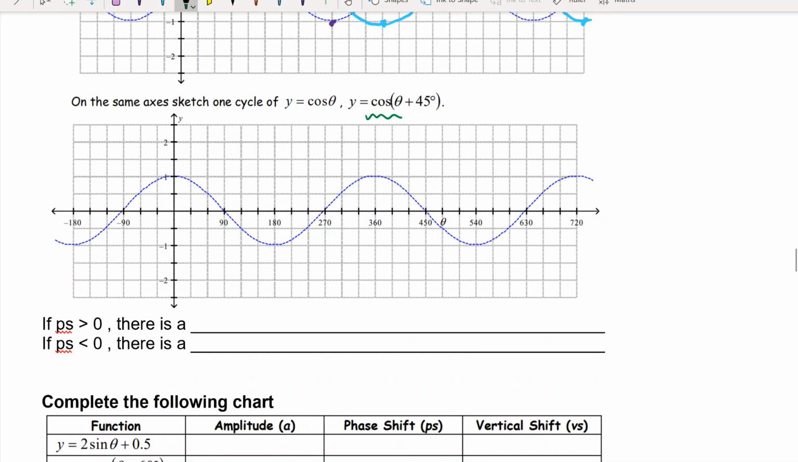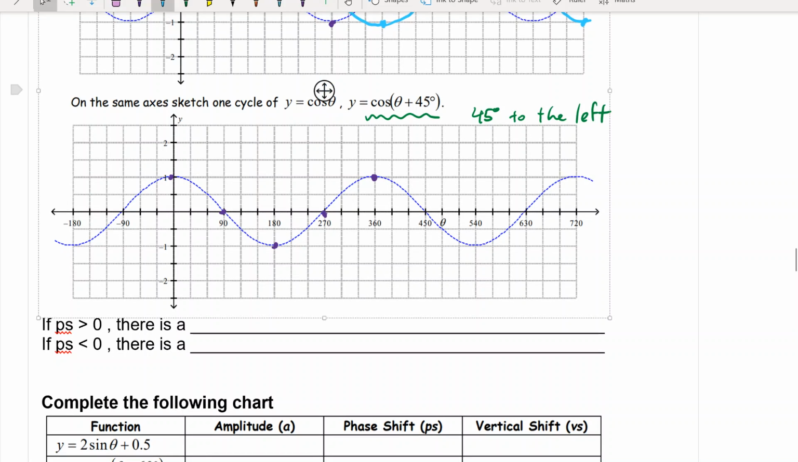All right, next I'm asked to do cos of theta plus 45 degrees. The last one was moving to the right because there was a minus sign. This one's moving 45 degrees to the left. So I start with my 5 basic points, and I'm going to move them each 1.5 squares to the left. That's because every square is 30 degrees, 3 squares is 90, which means half of 90 is 45. So I'm moving everything over 1.5 to the left.